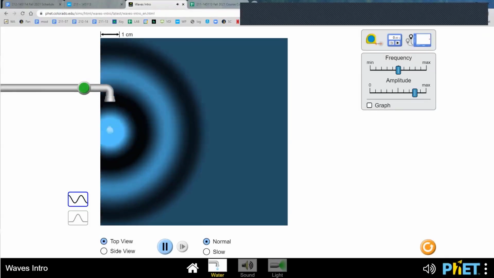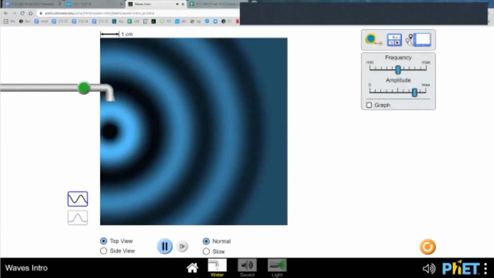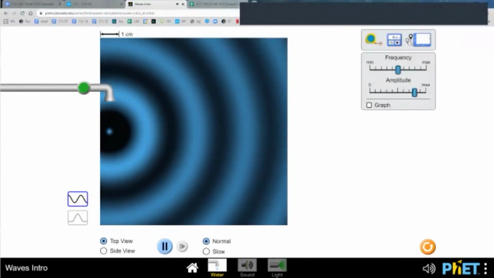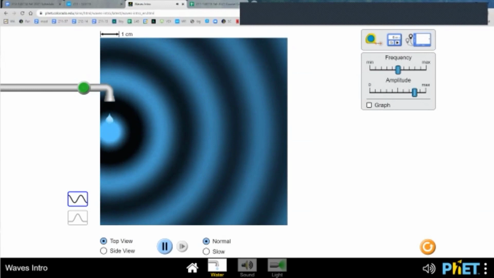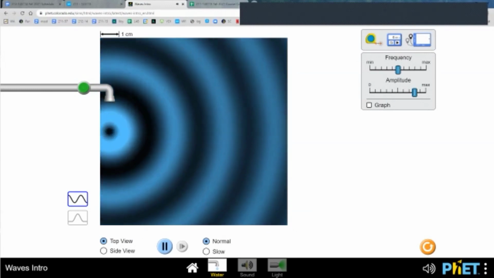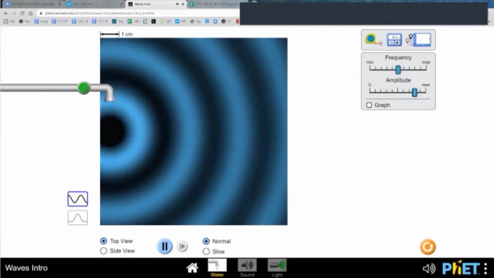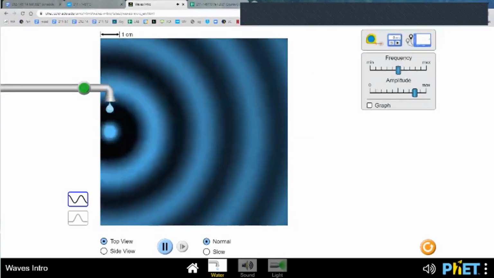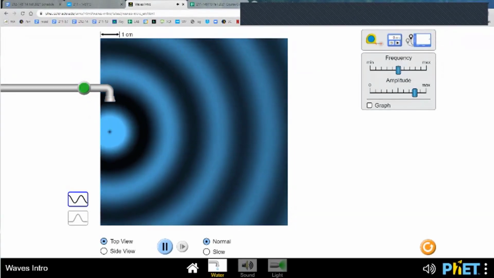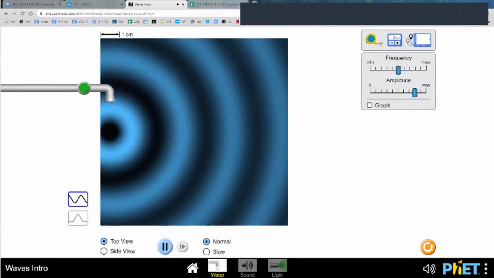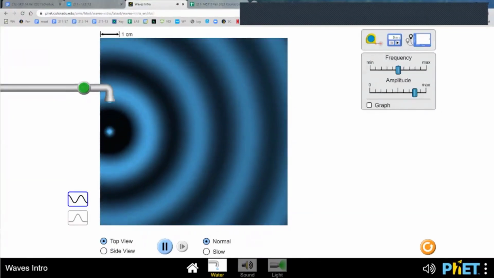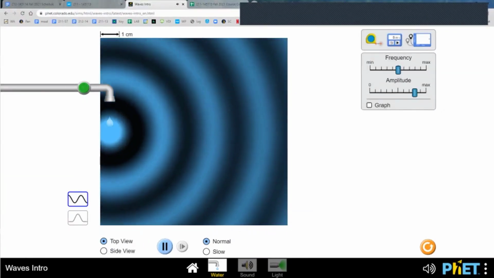So you're looking at waves. You're looking at, in this case, water waves. And you can see what waves do. Waves carry energy from one point to another. So that's probably the crudest or the most simple description of a wave. What is a wave? Well, a wave is something that carries energy from one point to another.